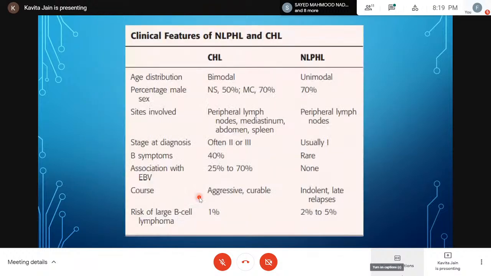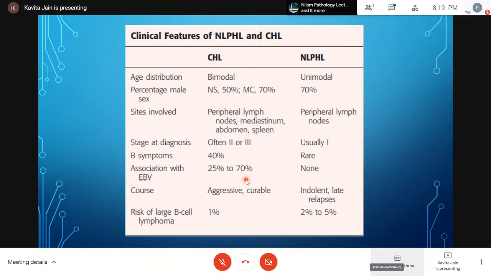Now, rather than enumerating NLPHL findings, we can just compare the clinical features of classical Hodgkin's and NLPHL. The age distribution is bimodal, whereas in this case it is unimodal. Sites involved are peripheral lymph nodes, mediastinum, spleen, but here mostly the patients present with stage 1 or stage 2 disease, and peripheral lymph nodes. B symptoms are present in classical Hodgkin's, and it is very rare in NLPHL.